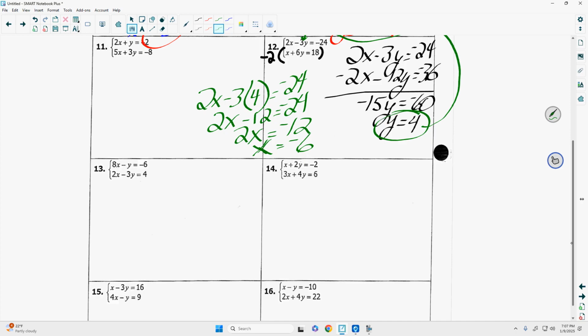And x equals 1. I'm really digging that calligraphy pen. Thank you, thank you, thank you.